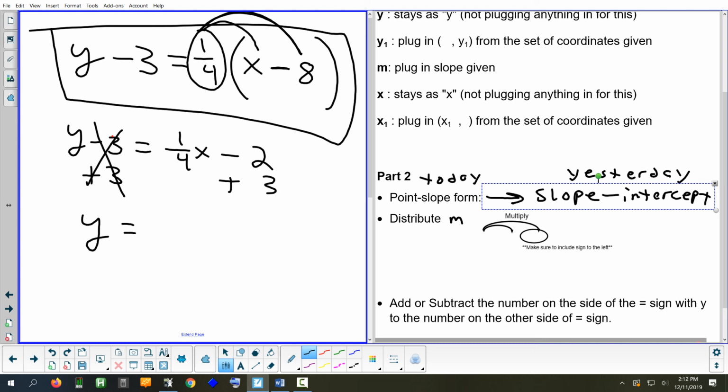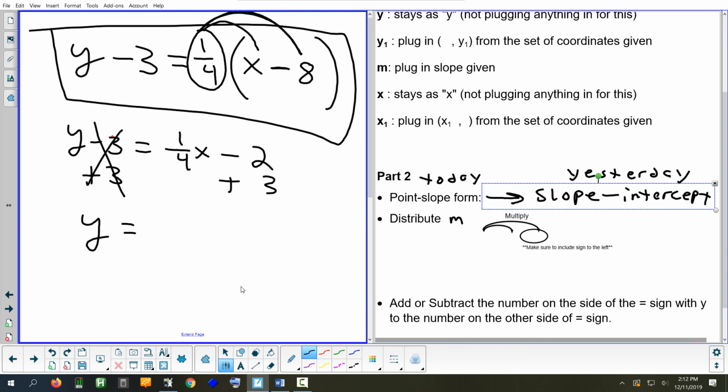Y equals. Wait a minute, that's what we did yesterday. We just took our answer and we changed it into what we did yesterday. It's not like one answer is right and one's wrong. They're both right. It's just one of them is called point slope, and the other one is slope intercept.